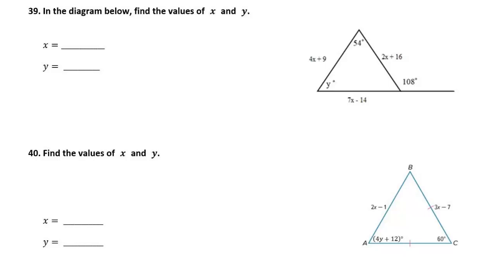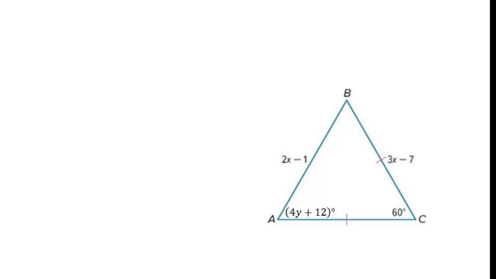Find the values of x and y. All right, so I notice inside this triangle, we have a 60-degree angle right here. And then we have BC that is marked congruent to AC. So what kind of triangle are we looking at if I have two sides that are the same size? Isosceles. An isosceles triangle has two sides that are the same, and it also has two angles that are the same. They have to be across from those sides.